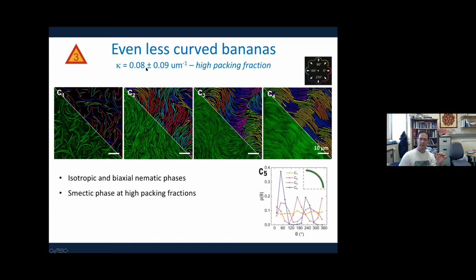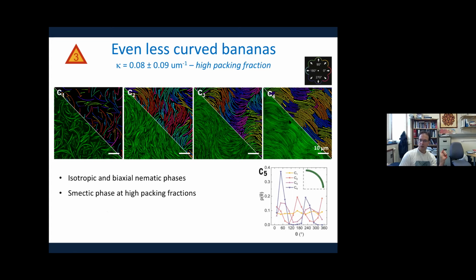And then I just show you four images here as well. So at the low packing fraction, again, it's isotropic. And then here at C2, we have the biaxial nematic phase, like we've seen in the previous curvature. But the interesting bit comes here in panel C3, because here we start seeing a nematic phase where the director field is very much modulated in space.